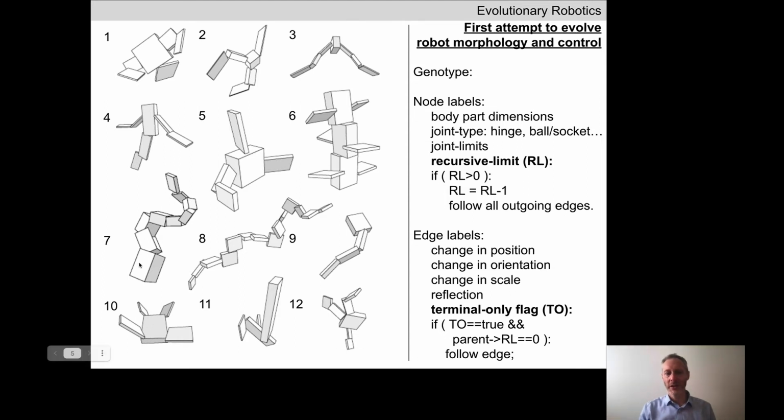Let's think about this one here. So this one is probably following a self edge with a large positive recursive limit, or whatever this is, 7, 6, 5, 4, 3, 2, 1. And when the recursive limit gets to 0, imagine there is an outgoing edge from the node that produces this body part, where the terminal only is set to 1. Only then will you follow that part, and as Lucas says, to produce some interesting body part like a hand at the end of a long arm, right?